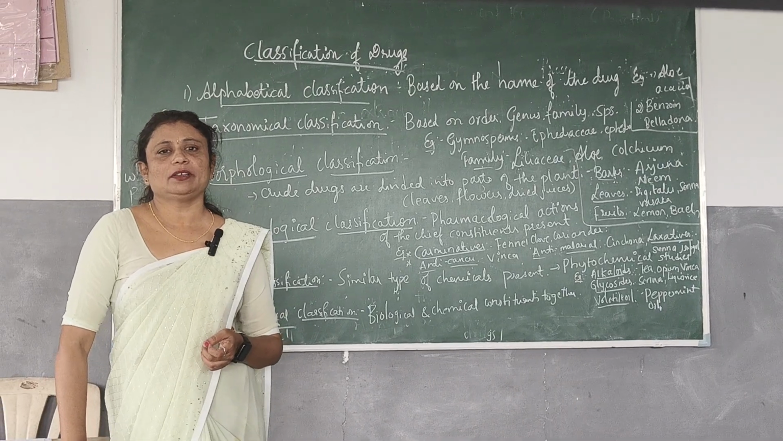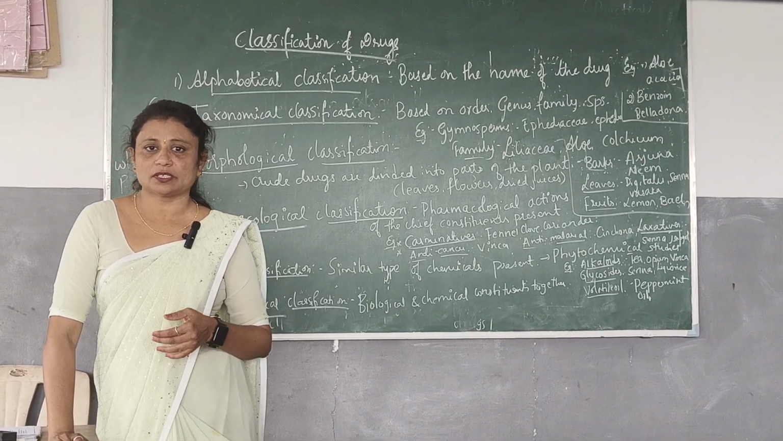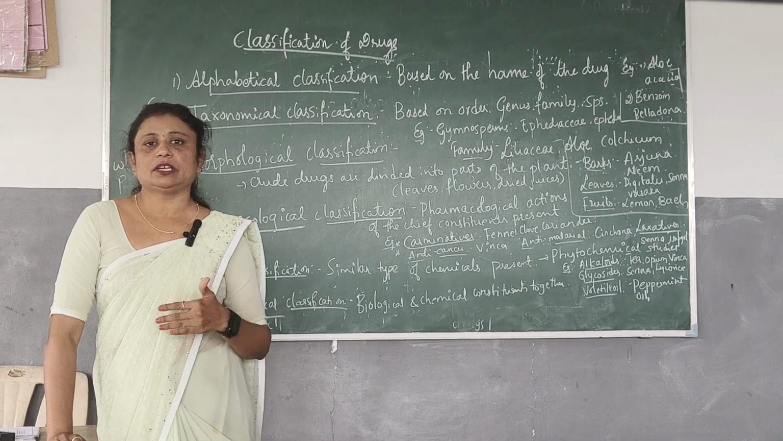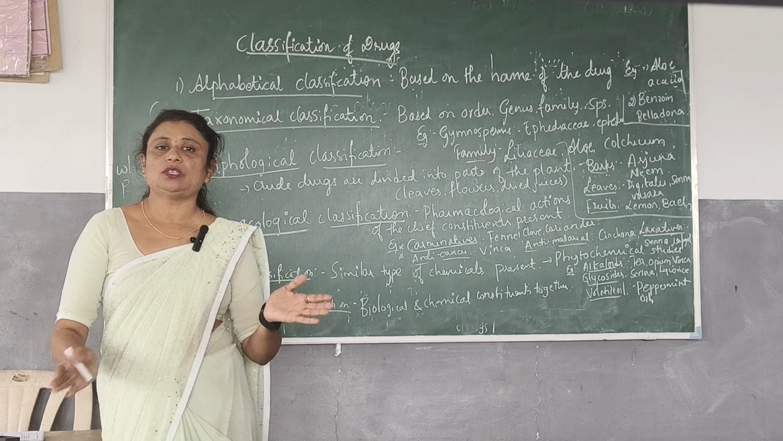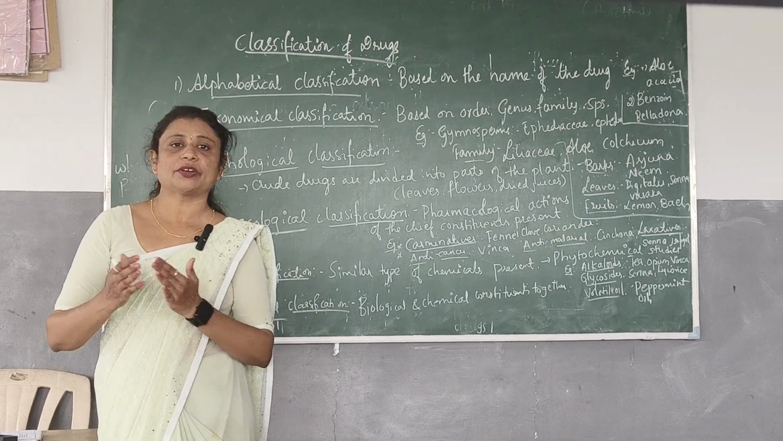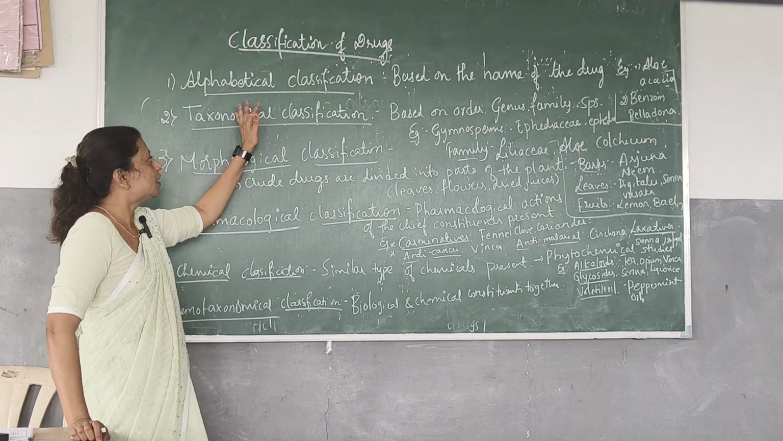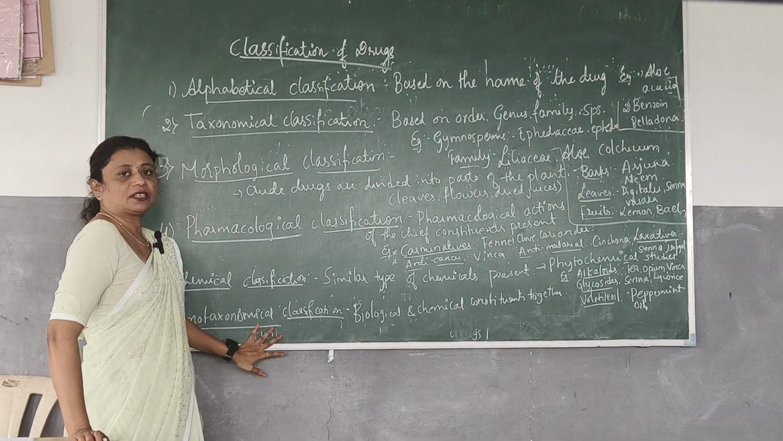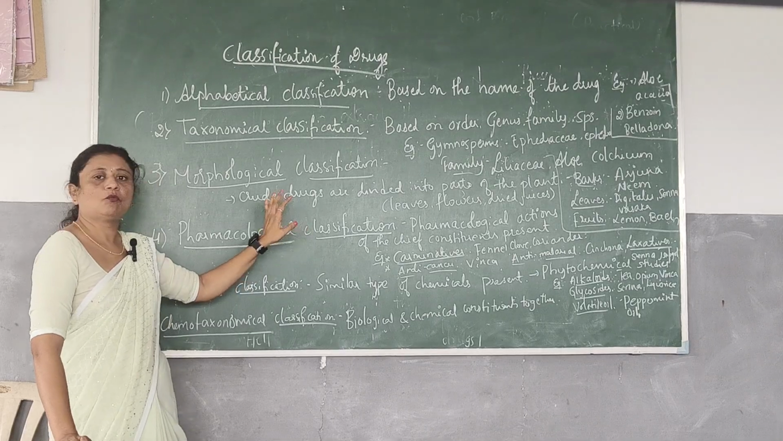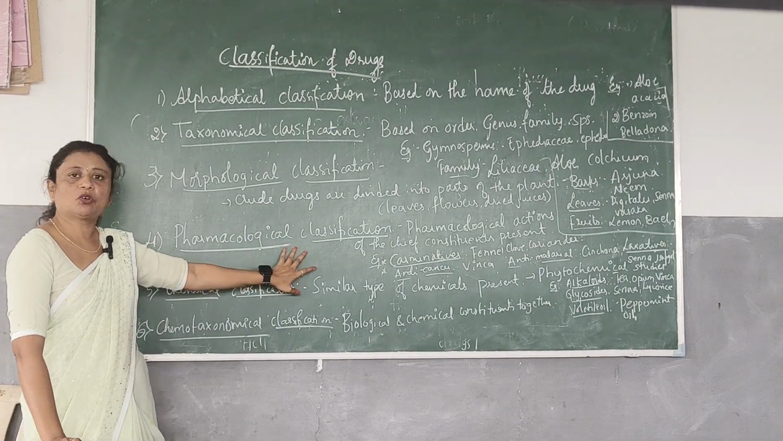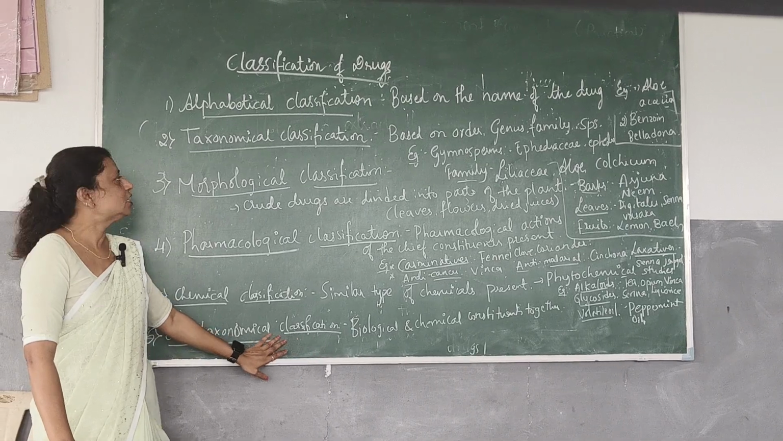Good afternoon, everybody. Today we are going to start the next topic of pharmacognosy. After the definition, history and scope of pharmacognosy, we are going to study how drugs can be classified in different ways. The classification of drugs is divided mainly into 6 parts: alphabetical classification, taxonomical classification, morphological classification, pharmacological classification, chemical classification and chemotaxonomical classification.